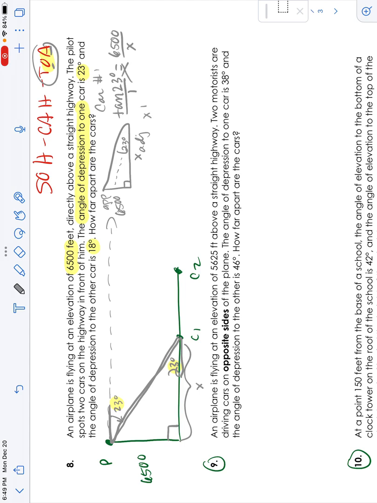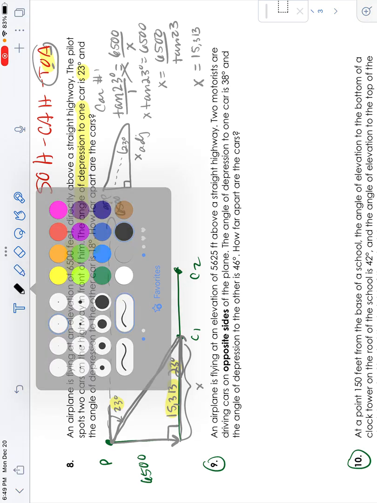So I end up with x times the tangent of 23 equals 6,500 times 1. So x is going to be 6,500 divided by the tangent of 23, and that turns out to be, I'm cheating and looking back at what I got, 15,313 feet. So that's how far away this is. So if the airplane is right above this point and the car is over here, it's 15,313 feet in front of the airplane. Alrighty, then we're looking at this other one.